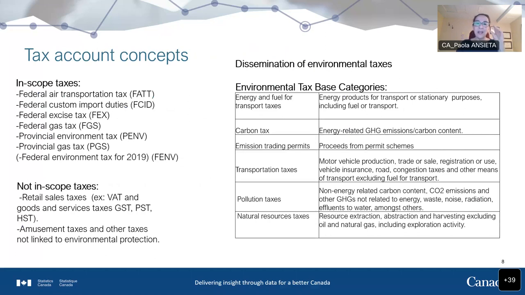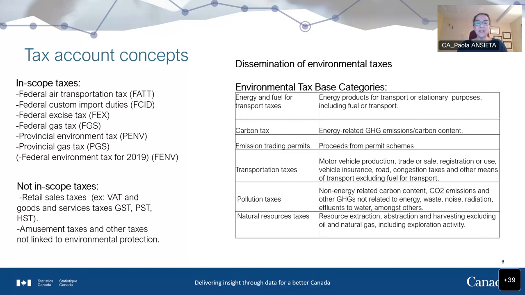As mentioned previously, the supply use tables provide the same table structure by tax types. This extra layer of available information is vital to the production of the ETA estimates. Essentially, each tax type is a submatrix of the whole supply use table framework, containing only a specific tax. For the ETA, the in-scope taxes identified were the federal air transportation tax, federal custom import duties, federal excise tax, federal gas tax, provincial environmental tax, the provincial gas tax, and for reference year 2019 moving forward, the federal environment tax.